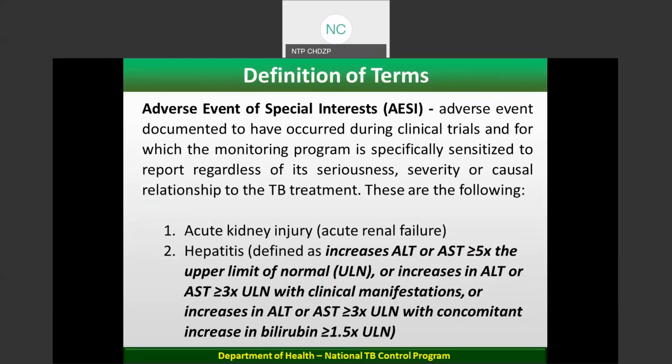It may be acute kidney injury or acute renal failure, hepatitis, as defined as increased ALT or AST that is more than or equal to 5 times the upper limit of normal, or increases in ALT or AST that is greater than or equal to 2 times the upper limit of normal with clinical manifestation, or increases in ALT or AST more than or equal to 3 times ULN with concomitant increase in bilirubin that is greater than or equal to 1.5 times the upper limit of normal.